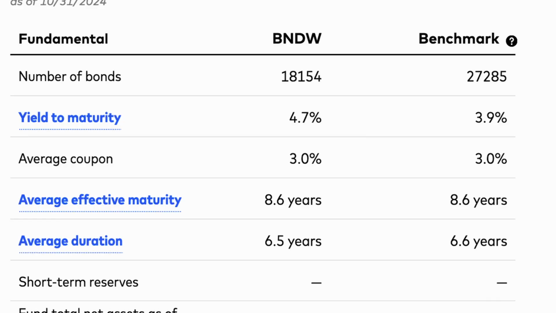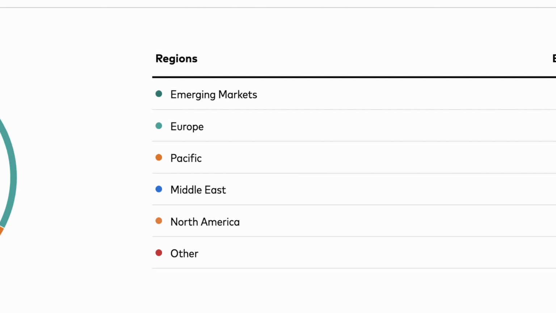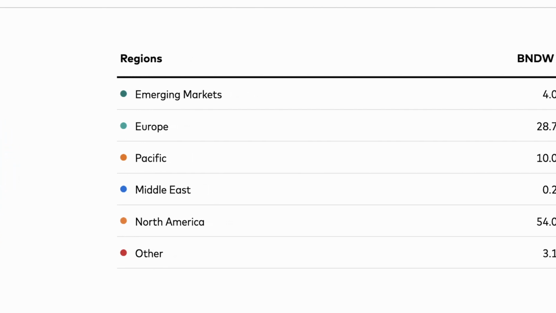And the ETF holds a good number of bonds. So right now it's at 18,000 bonds with an average coupon of 3% and an average duration of 6.6 years. And we can see that there's exposure in different places, and the majority being in North America, in Europe. So it's investing across the world.